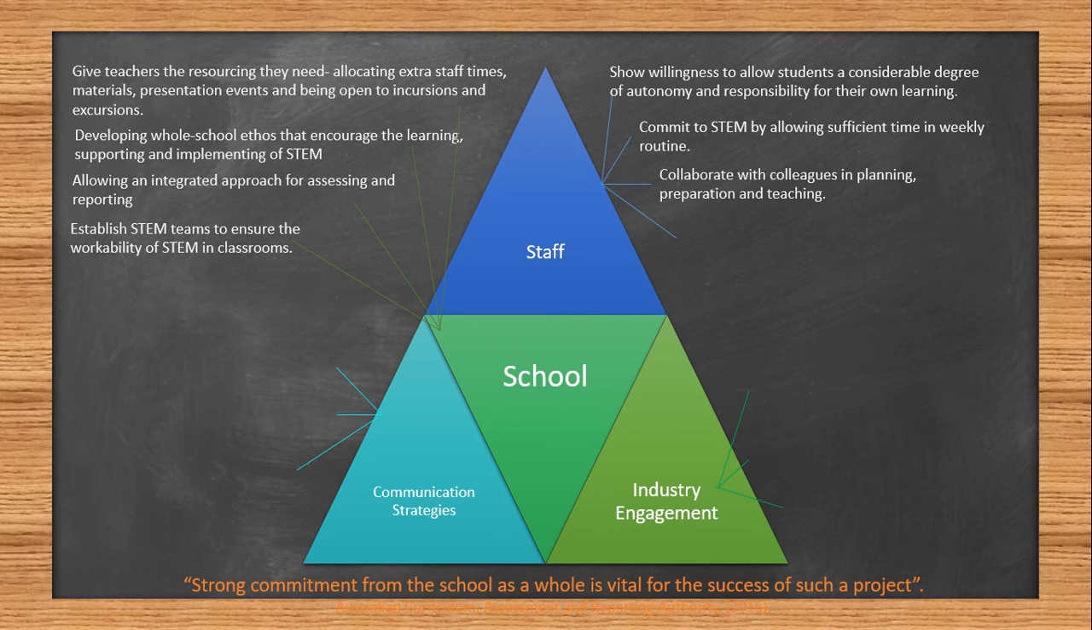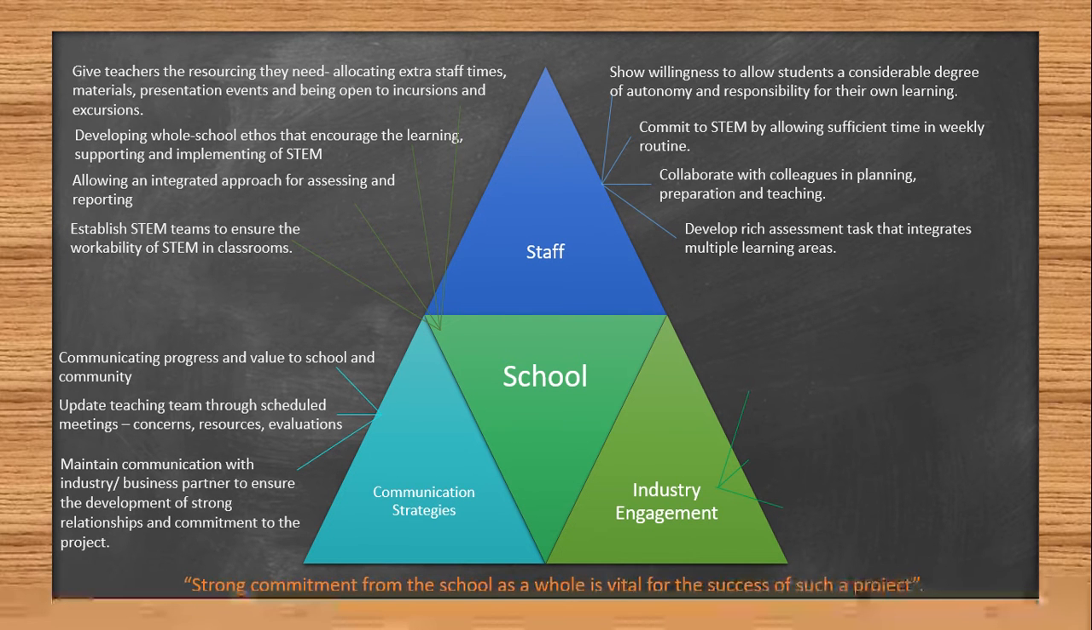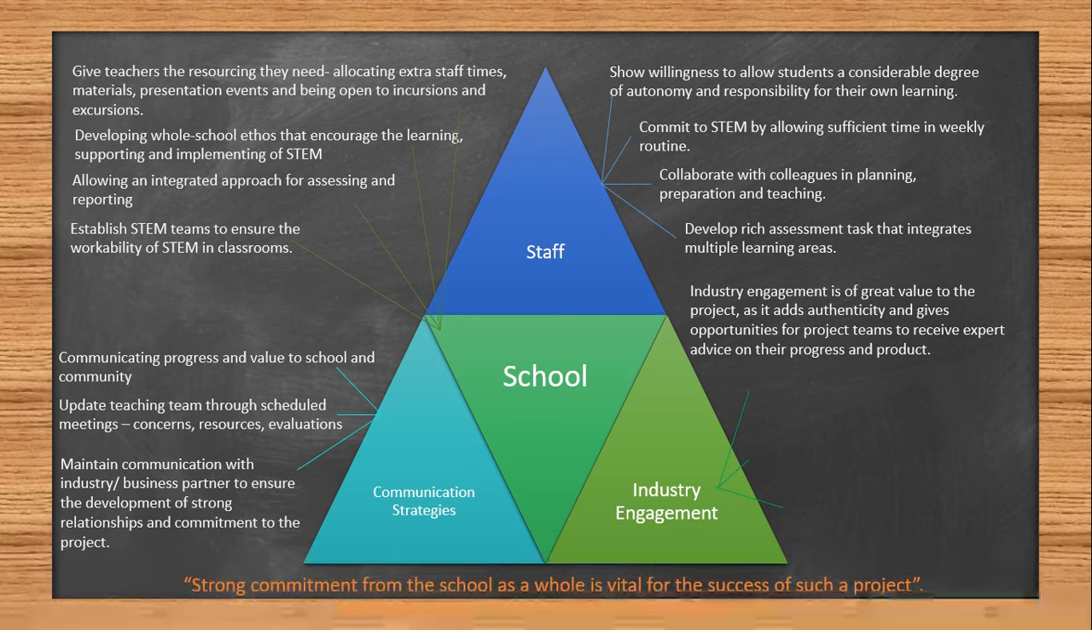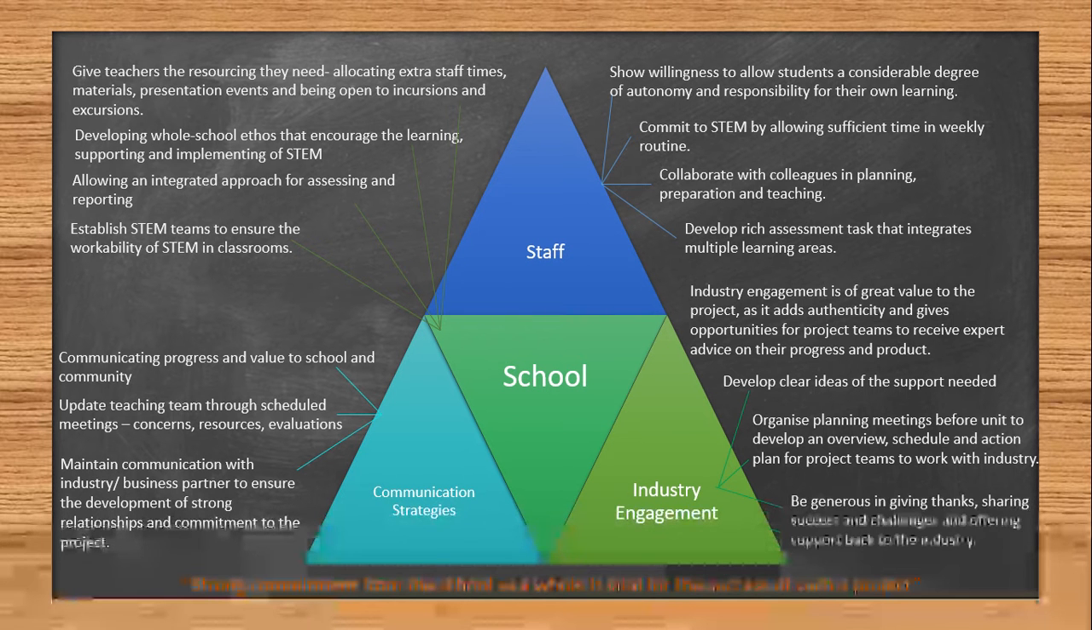For staff, showing that students can make their own learning and actually let them plan with other teachers just to give them resources rather than make them the key facilitators. Communication needs to be a priority. Communicating with teams the concerns, resources, and evaluations of the STEM being implemented in the class. And industries. Having industries involved with their students provides great value as it adds authenticity and gives them an expert.